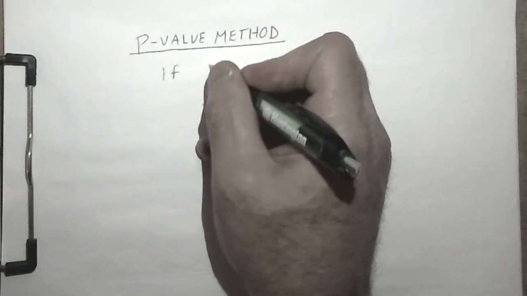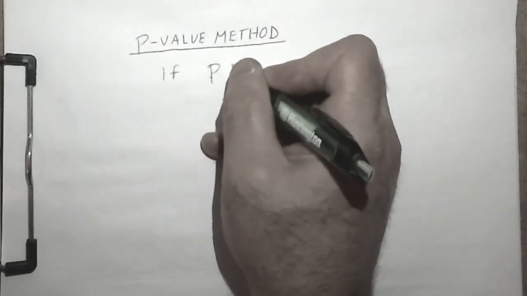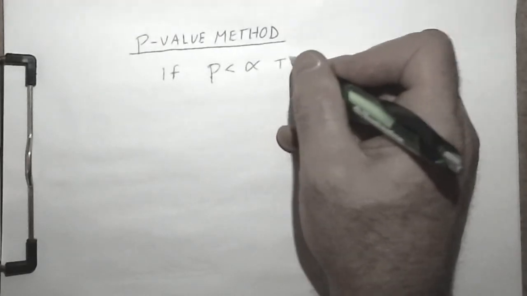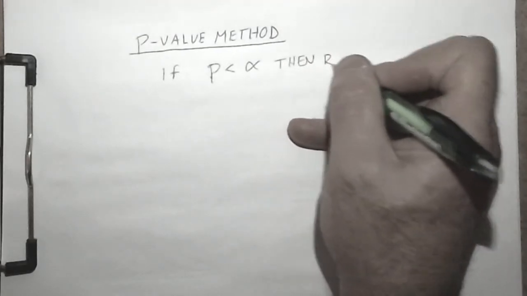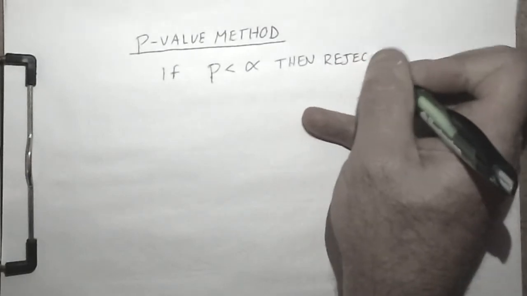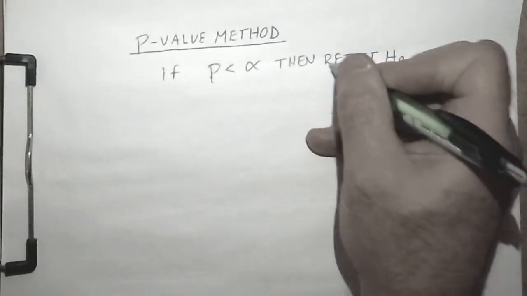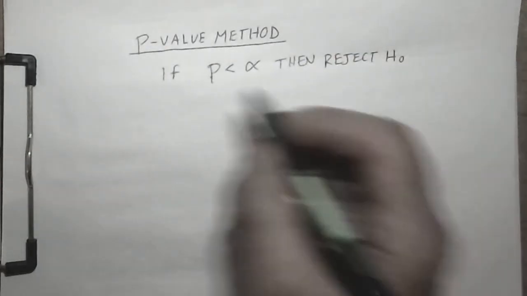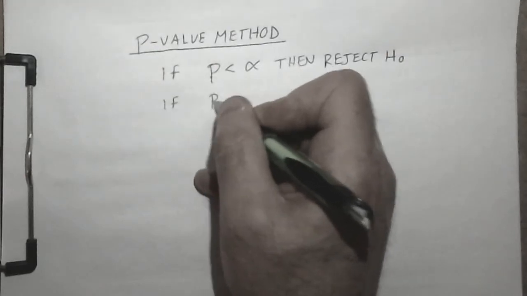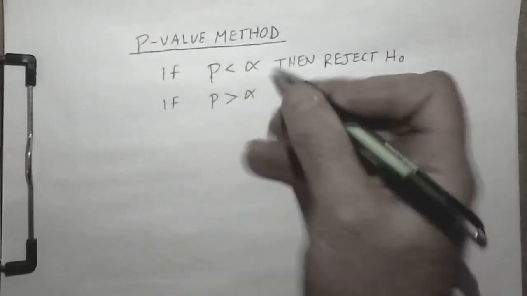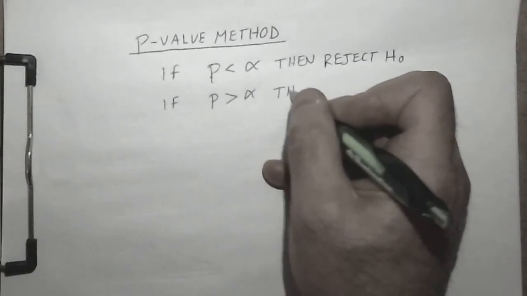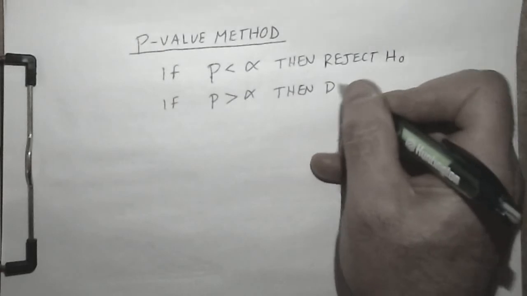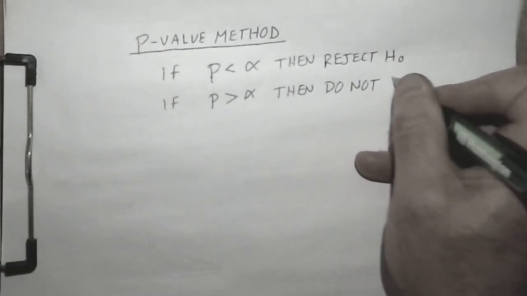If, ladies and gentlemen, your p-value is less than your level of significance alpha, then we always reject the null hypothesis, and therefore we would accept the alternative hypothesis statement. If the p-value is greater than our level of significance that we're testing at, then in this case, we do not reject the null hypothesis.